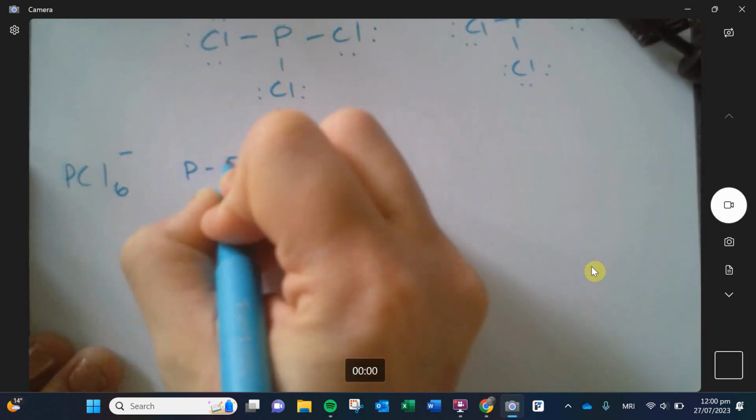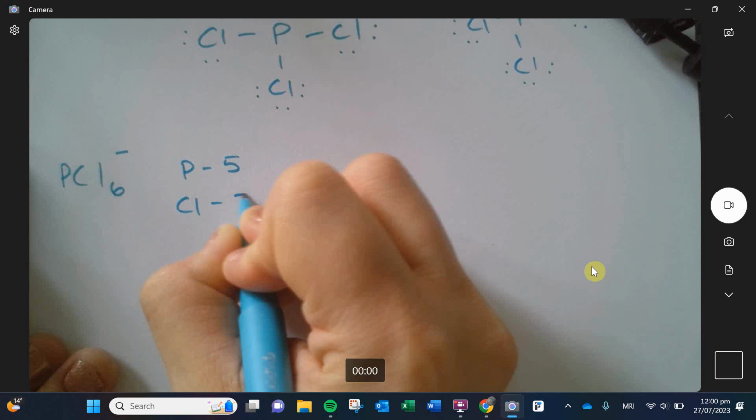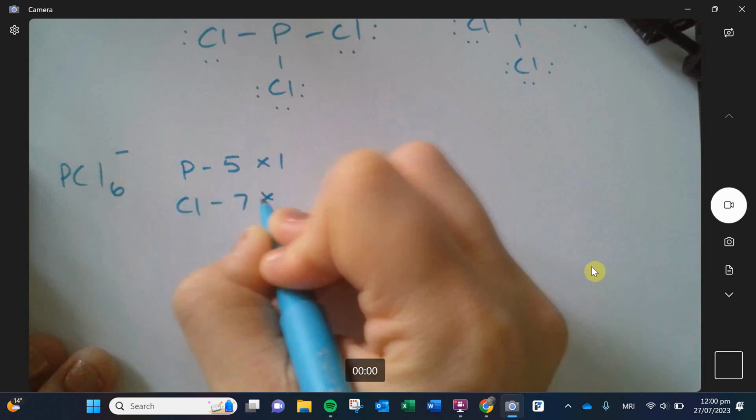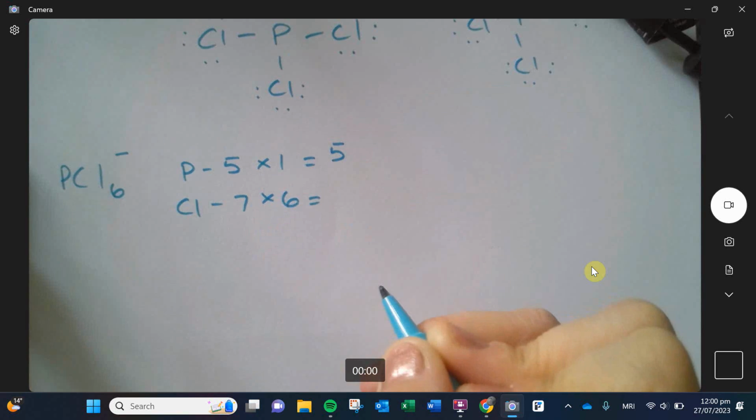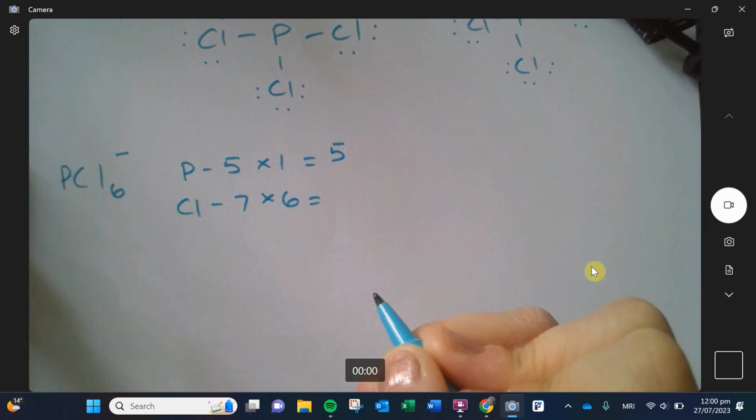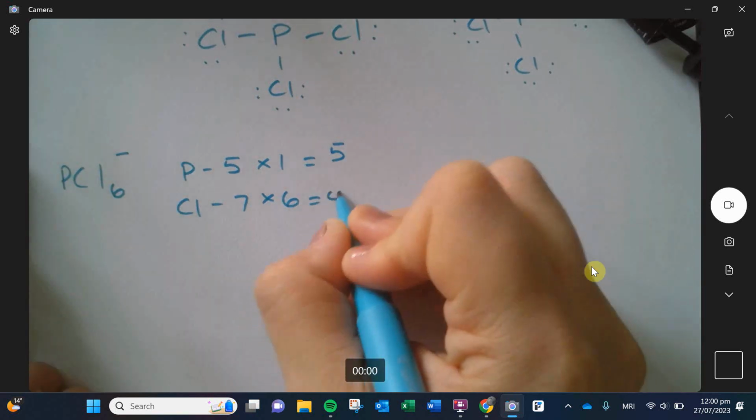So phosphorus, there are 5 electrons. Chlorine, there are 7. Multiply it by the number of elements that you have there. So that's 5. 7 times 6 is 42.